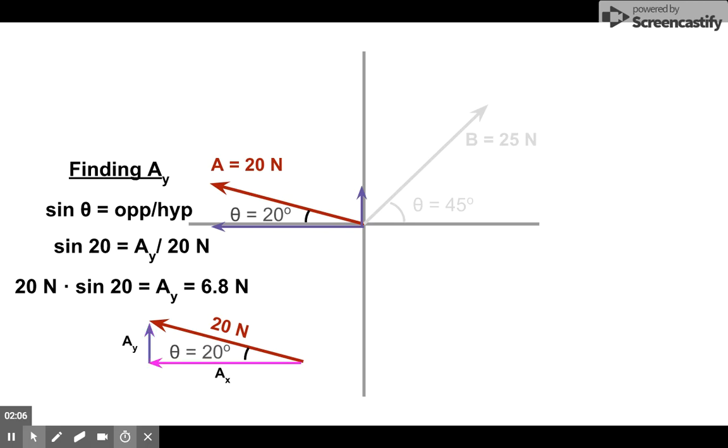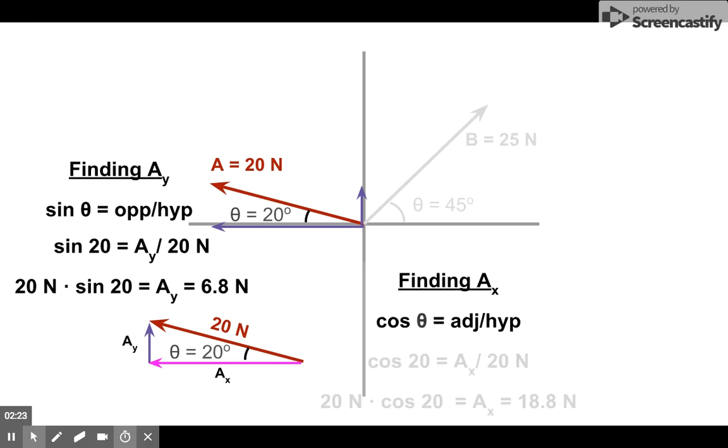I'm going to do a similar thing to figure out the x component. Again, this is one side of a right triangle. This time, the function that I need to use is cosine. Cosine theta equals adjacent over hypotenuse. So that should give me the value for the x component of vector A. Cosine 20 degrees equals A sub x divided by the hypotenuse, 20 newtons. Rearranging that equation, I calculate that the x component of vector A is 18.8 newtons.